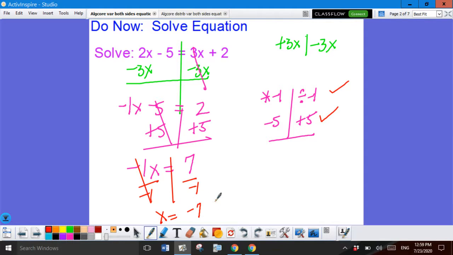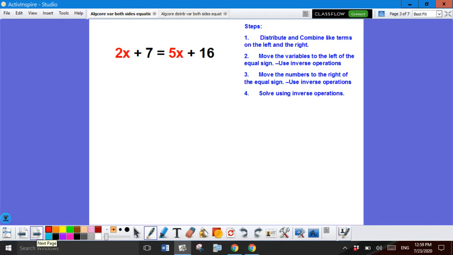Okay, I'm done. So really, the only thing that is new is that we have to take this variable that's on the right-hand side and move it to the left. All right, so let's go ahead and see what you can do with this one. So why don't you go ahead and hit pause and start by trying to figure out how you are going to move this positive 5x to the other side.